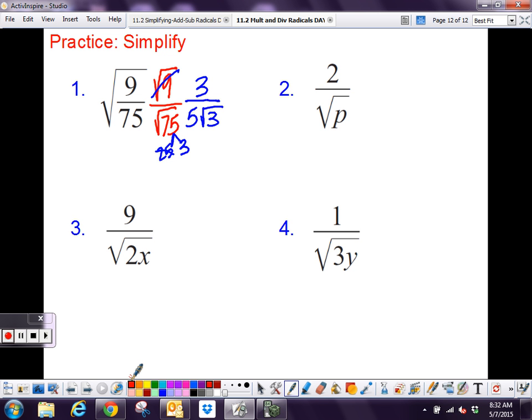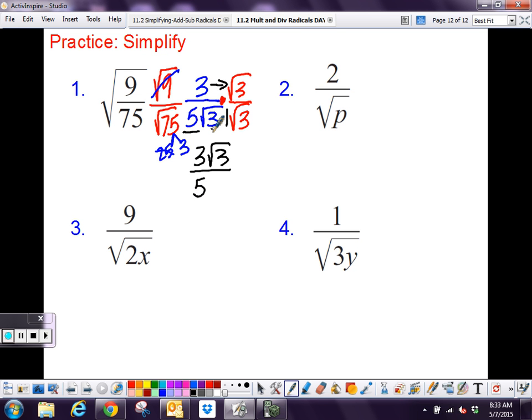Okay, so now I need to rationalize the denominator, but I don't need to get rid of the 5 in the denominator. I just need to get rid of the square root of 3. So I'm going to multiply this times square root of 3 over the square root of 3. On the top, if I multiply straight across, that's 3 square root of 3 over, now this is 5 times 1, which is just 5.